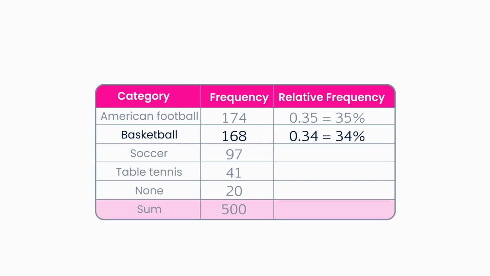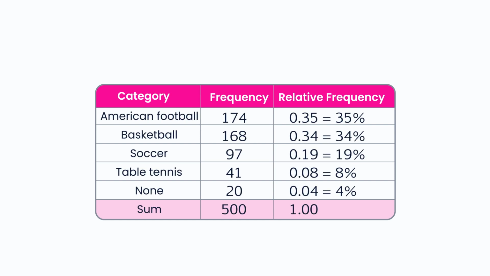Now, let's just fill in the rest of the values. 0.19 or 19%, 0.08 or 8%, and 0.04 or 4%. Finally, you make sure that the sum of the relative frequencies adds up to 1 or 100%. 0.35 plus 0.34 plus 0.19 plus 0.08 plus 0.04 is 1.00. It does. Good.